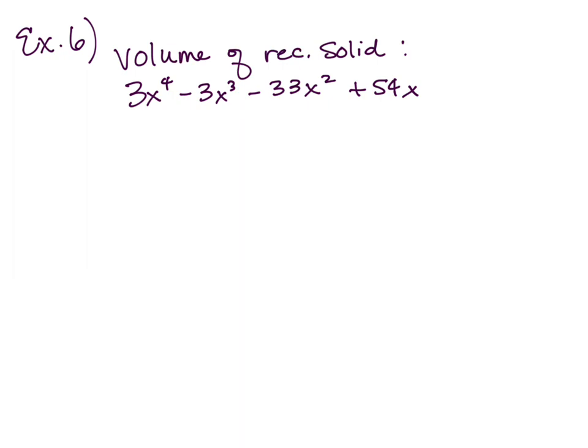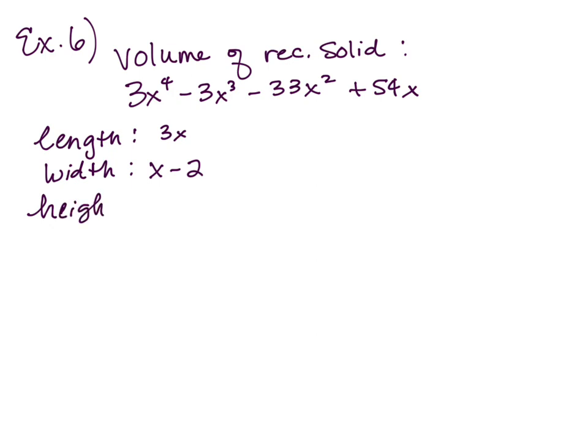The length of said prism is 3x. And the width of this weird prism is x minus 2. Find the height. So what do we know about volume of the prism? Well, think back to 8th grade. How do I find the volume of a rectangular prism? Length times width times height. Good.